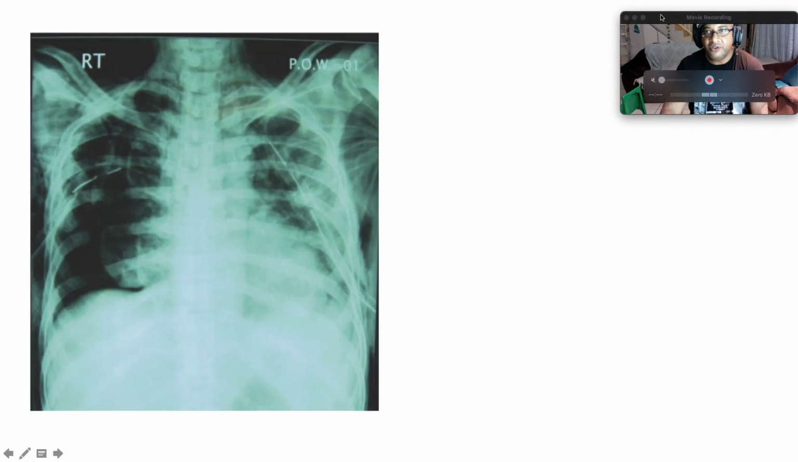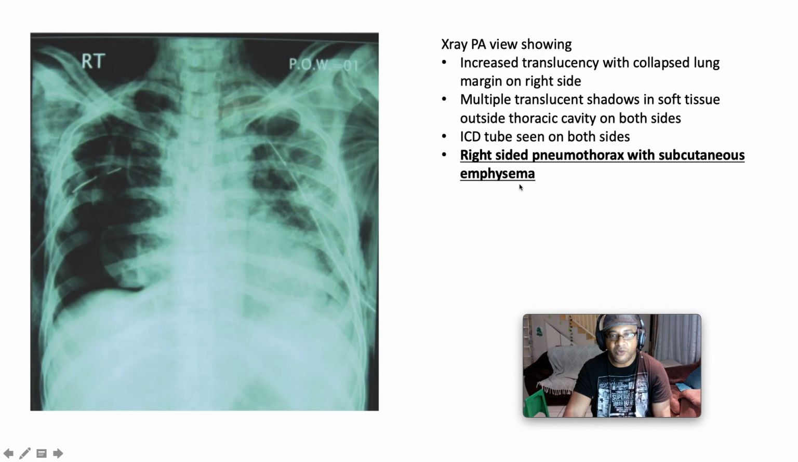Alrighty, this is a beautiful x-ray here. What do we see, everybody? So let's just get my pointer in there. Obviously, we can see a chest tube on the side, one chest tube, and we have another chest tube here. There's increased translucency with a collapsed lung margin on the right. So we can see a collapsed lung margin right here.